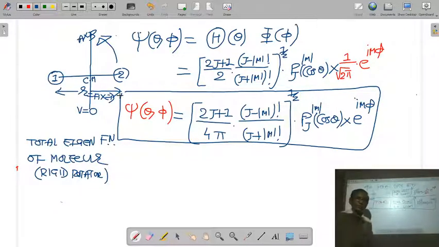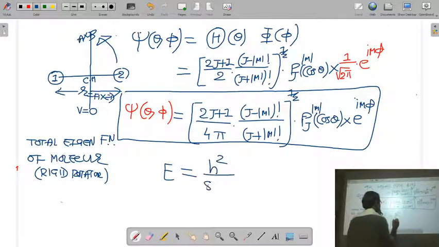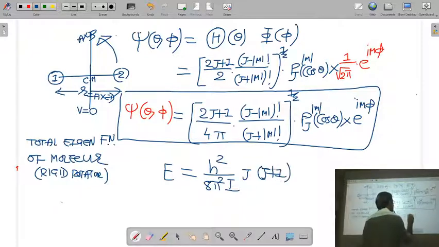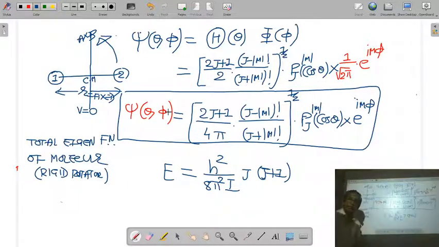The important thing is that by solving the Schrodinger equation of a rigid rotator, we have obtained the rotational energy of the molecule, that is h square upon 8 pi square I, J(J plus 1). And second, we got the eigenfunction of the molecule, psi(theta, phi). So by solving the Schrodinger equation, we got two important quantities: the rotational energy of a molecule, where J is called the rotational quantum number, and the eigenfunction of the molecule or rigid rotator.